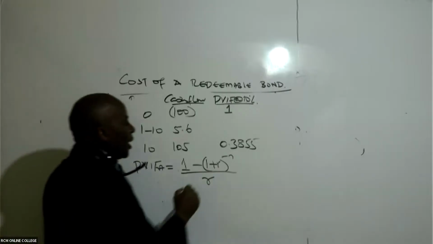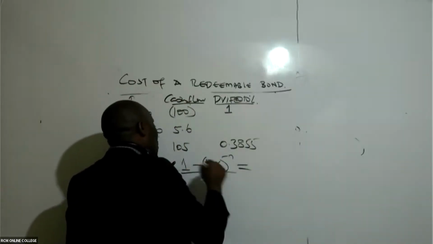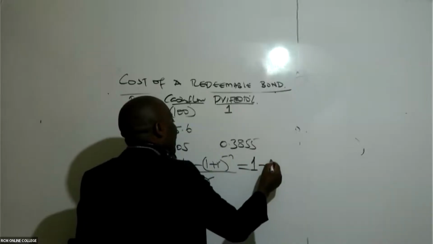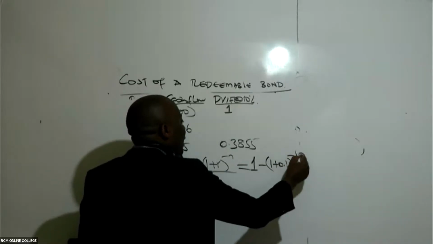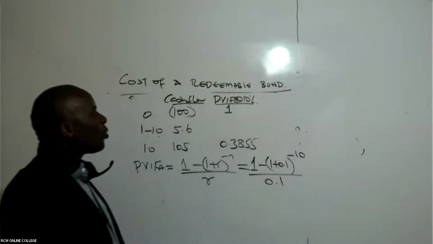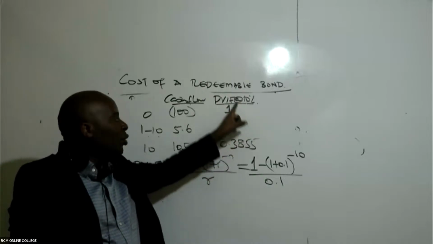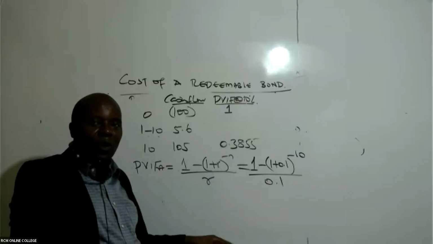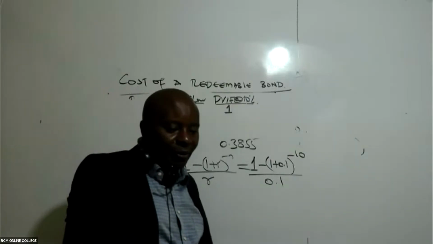Because we want years 1 to 10, I can see an annuity, I can see uniform. So it will be 1 minus 1 plus 0.1 raised to negative 10, everything divided by 0.1. Remember, later on I'll be showing you that whenever you have a figure like 10%, which is a very good figure, this one must be on the tables. We have some discount tables.